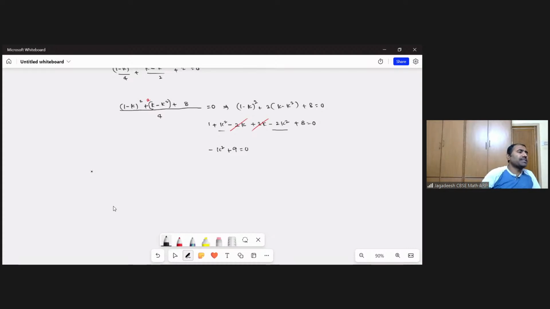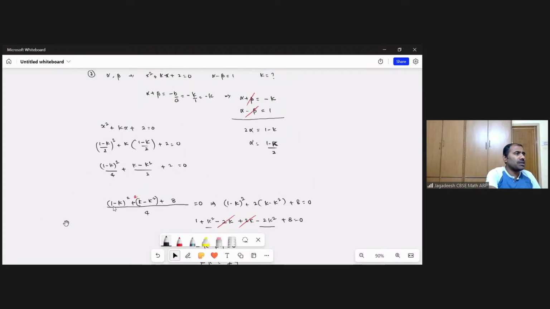Transpose plus 9 to the right side. So minus k square equal to minus 9. Hence, minus minus get cancelled. k equal to square root of 9, which we can take as plus or minus 3. So the option is C. Fine. If you want, you can take the screenshot.